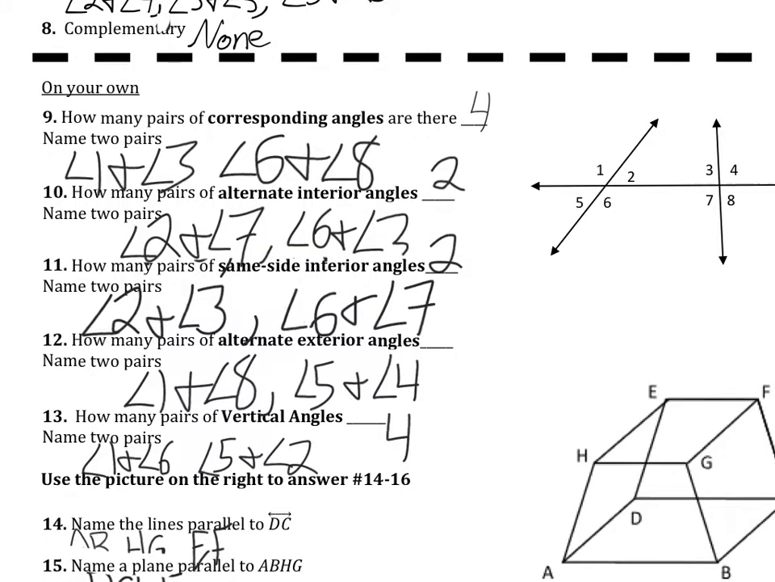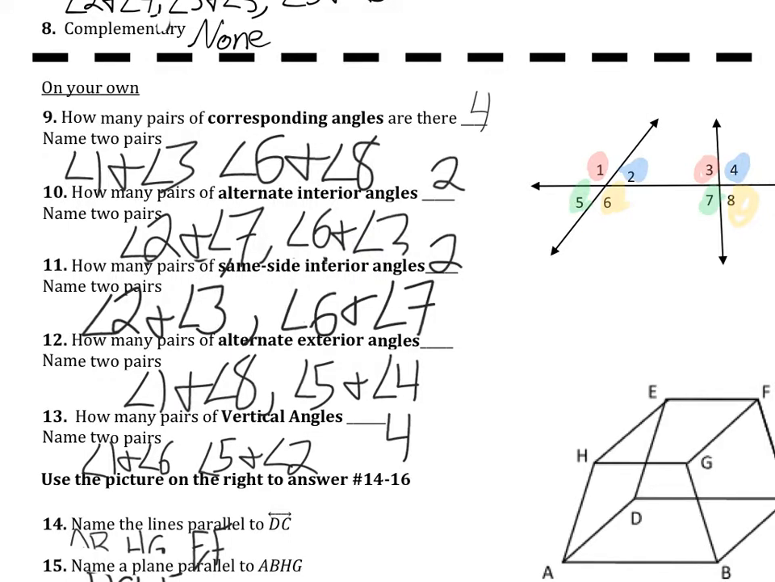Okay, now that you've gone through and tried them all, let's just double check and see if we got some of the same stuff. How many pairs of corresponding angles are there? I'm saying that there's 4. Naming 2 pairs, so let's just go ahead and name them all. We know that 1 goes with 3. We know that 2 goes with 4. We know that 5 goes with 7. And last but not least, 6 goes with 8. Top left, top right, bottom left, bottom right.